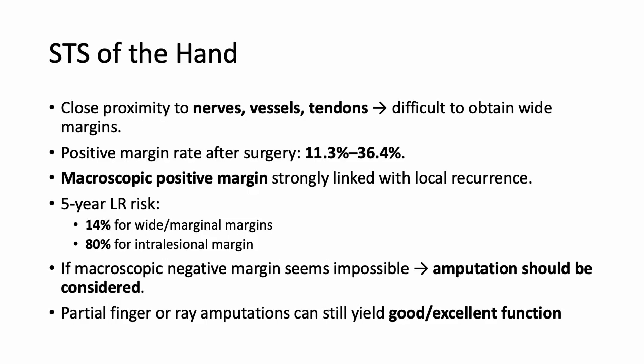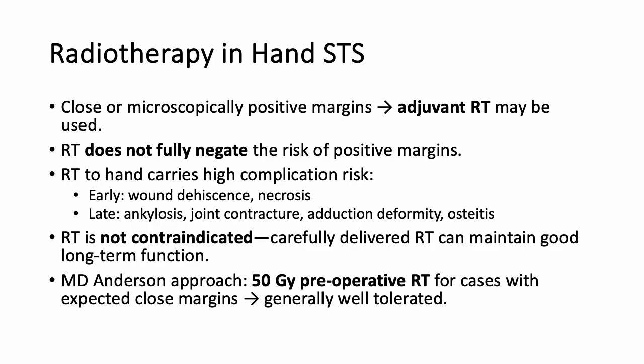Then another is the STS of the hand, which prevents us from doing aggressive wide resection. Also, radiotherapy is very difficult in these cases because of the chance of contracture. So in these limited structures, the positive margin rate after surgery may range up to 11 to 40%, which ultimately leads to lesser 5-year overall survival. So if a negative margin seems impossible, amputation should always be considered in these cases.